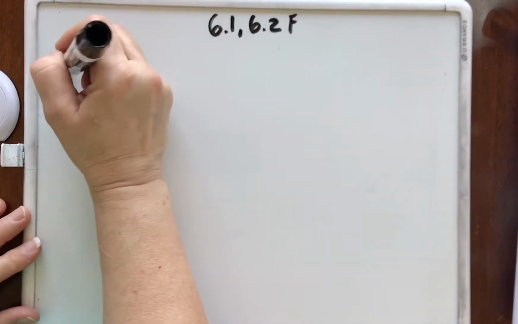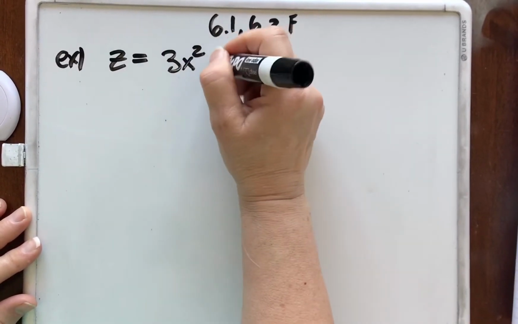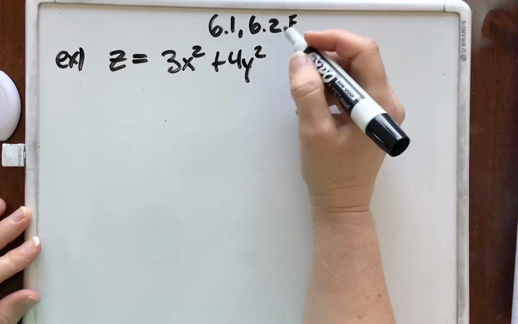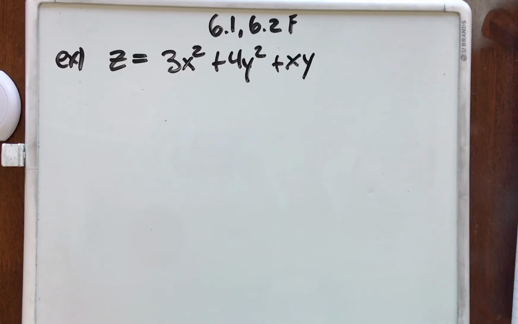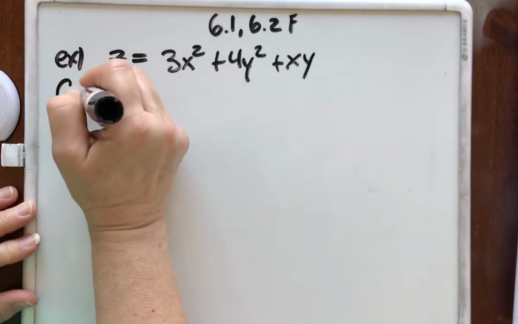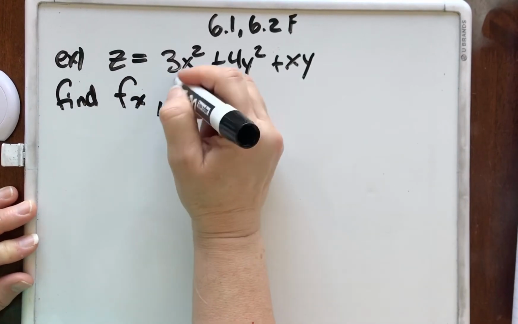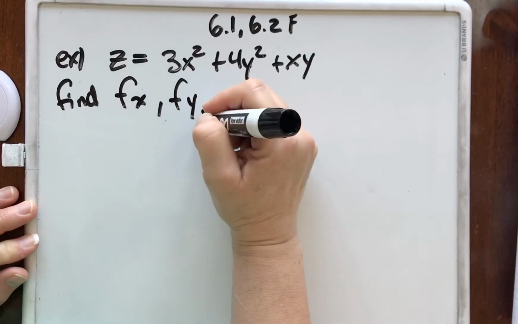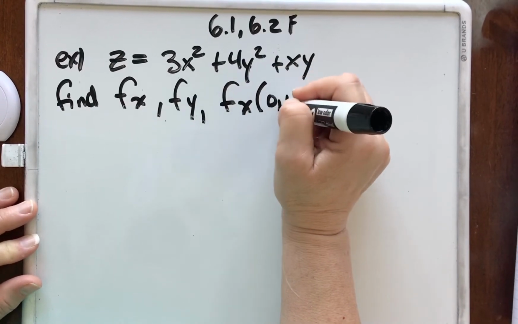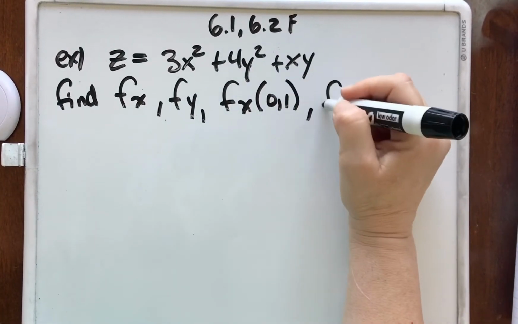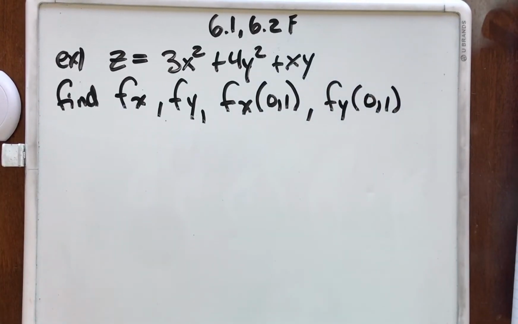Okay, so here's an example. We have z equals 3x squared plus 4y squared plus xy. Okay, here's the question. Find the partial derivative with respect to x, find the partial derivative with respect to y, find the partial derivative with respect to x at the point (0, 1), find the partial derivative with respect to y at the point (0, 1).